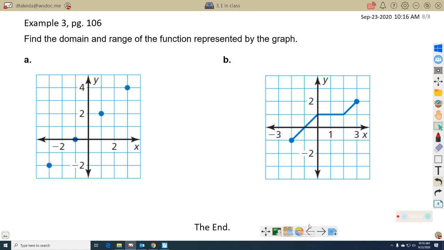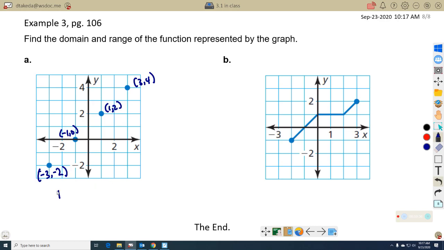Example 3 on page 106, find the domain and range of the function represented by the graph. Okay, so pretty straightforward. I gave you an example on this earlier. So we've got some points here. This is -3, -2. This is -1, 0. This is 1, 2. This is 3, 4. Okay, so definitely a function.